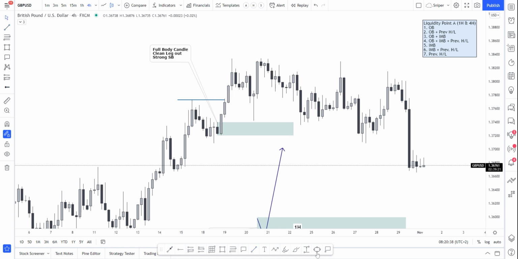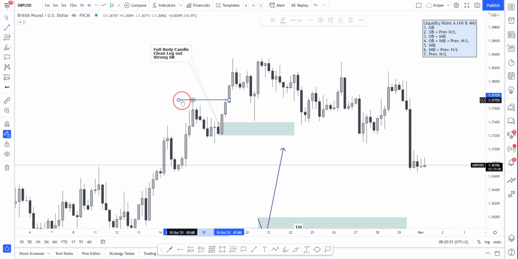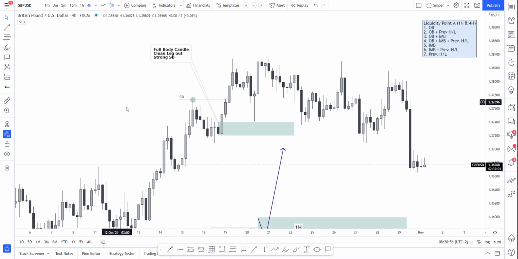What does that mean? Structure break is just a break in the previous structure to the left or to the right. So there's our previous high, and we can see that this move towards the upside completely broke this structure, and we call this a structure break. So we can identify it as an SB, structure break. So that is our order block.